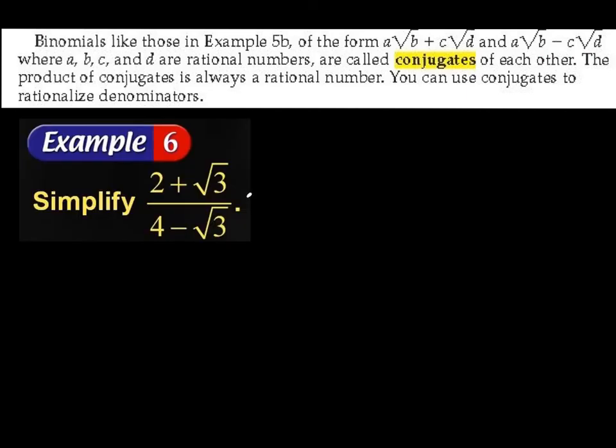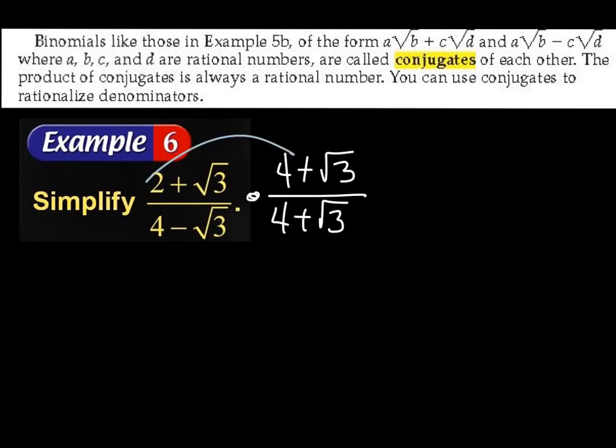So to simplify this, I'm going to multiply by the conjugate of the denominator. So instead of 4 minus square root of 3, I'm going to multiply by 4 plus square root of 3. And we have to do the same thing to the numerator as the denominator. So it's like we're multiplying by 1 and doesn't change the value of the expression. And we're going to FOIL.